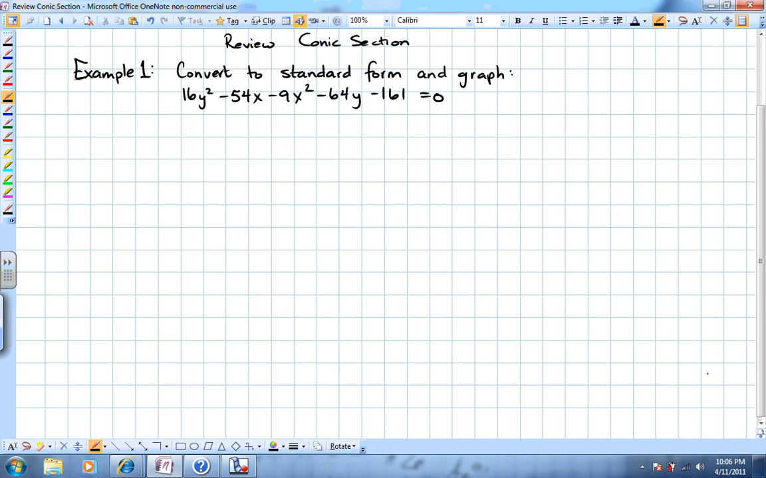Alright, example number one, review of conic sections. We have a general conic equation. First thing to look at is that both x and y are squared. They have different coefficients, have different signs. That makes this conic a hyperbola.